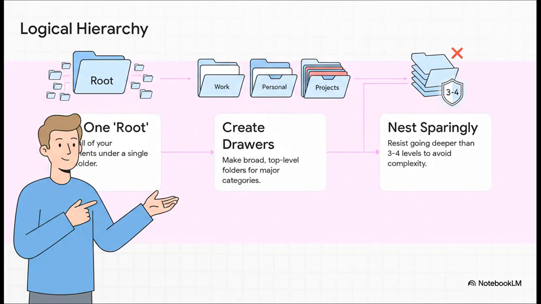So step 1, start simple. I mean, really simple. Create one single root folder for absolutely everything. That's your main digital filing cabinet. Then, inside that cabinet, you make a few big, broad folders. Think of them as the drawers: work, personal, projects, whatever makes sense for you. Now, you can totally use subfolders, but here's the golden rule. Do not go deep. 3, maybe 4 levels max. Any more than that and you're asking for trouble.